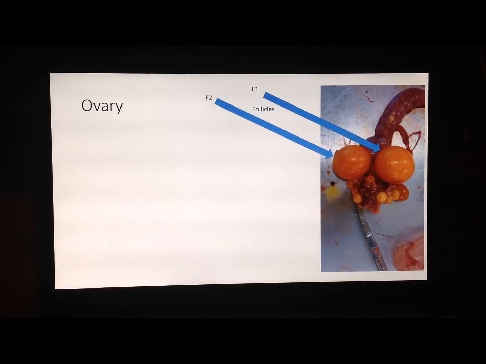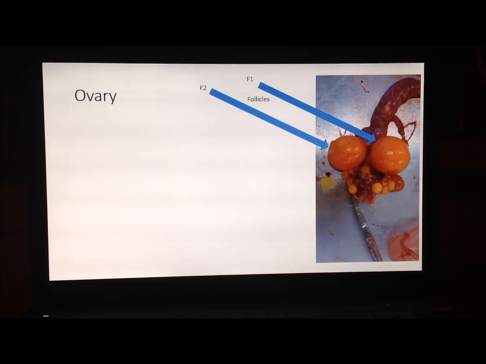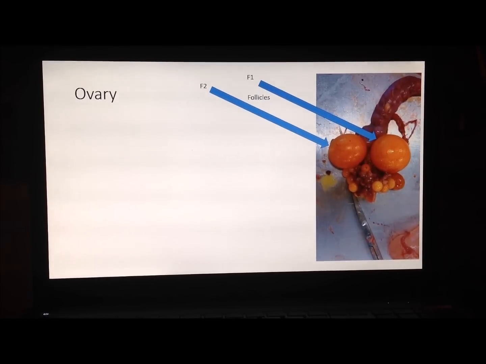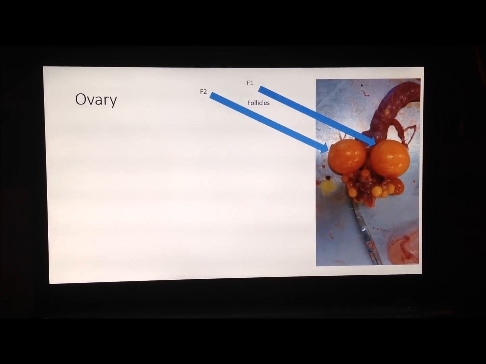The ovary is located in the abdominal cavity on the left side. If the hen is immature or she is out of lay, the ovary will be very small and red in color. If the hen is laying, large and small yolky follicles will be present.